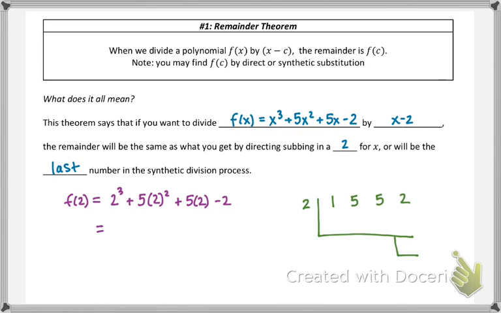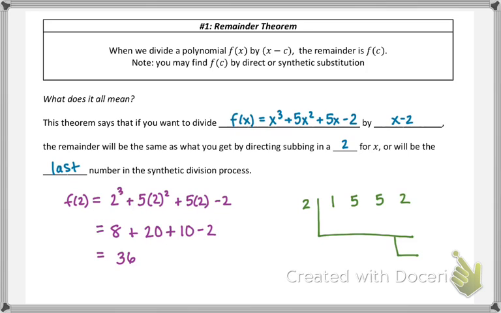So 2 cubed, I have 8, plus 20 plus 10 minus 2. So that's going to be 20 plus 10 is 30. 38 minus 2 is 36.